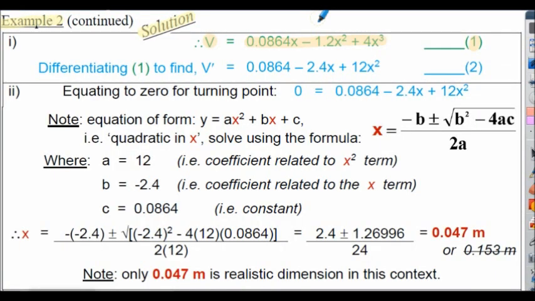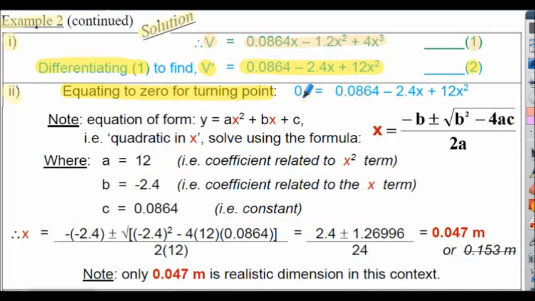Back to our analytical solution. We know from our previous presentation to find the turning point we need to differentiate. So we have a volume equation in terms of x. So differentiating equation 1 to find the first differential dV by dx. In this case I'm using shorthand notation of V dash. From standard form, here is the first differential, called that equation 2 for reference. So that was the first step in our solution process. The second step now, equate equation 2 to 0 for a turning point.